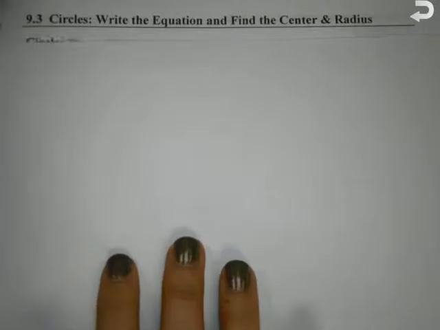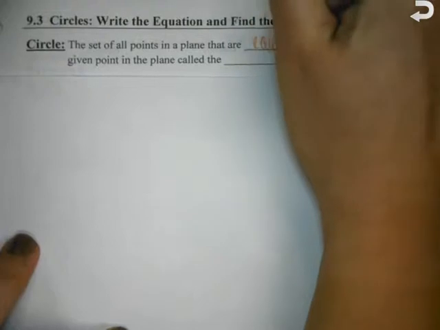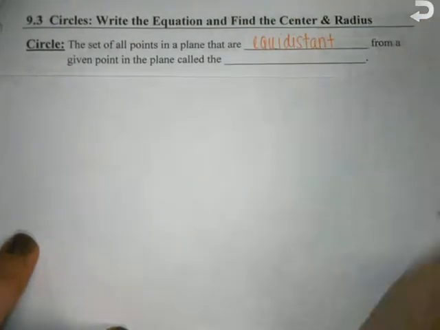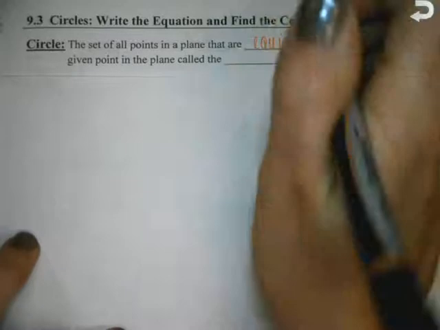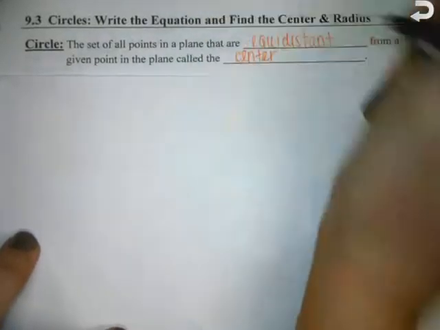So we need to do some definitions. The official definition of a circle is the set of all points on a plane that are equidistant from a given point on the plane called the center. Okay, so we have the center, and then every single point on the circle is the same distance away from the center as all of the other points.